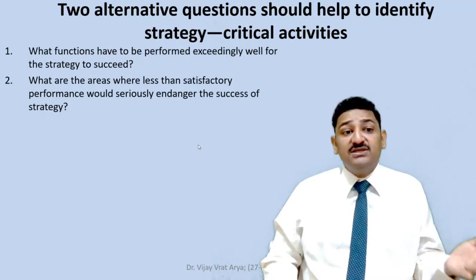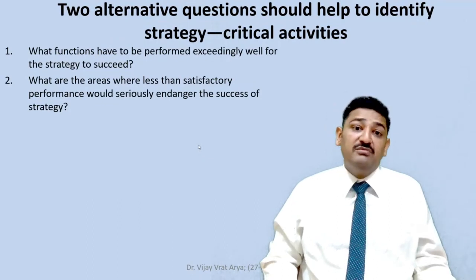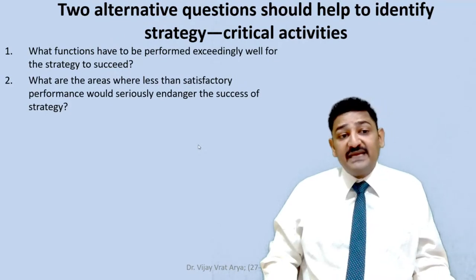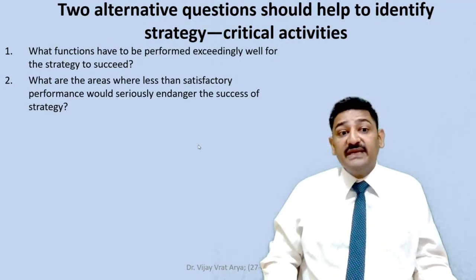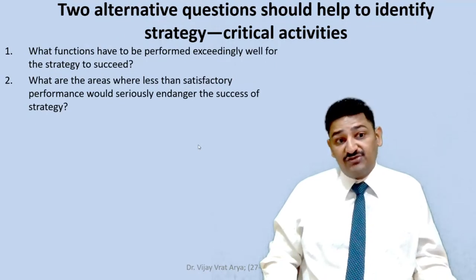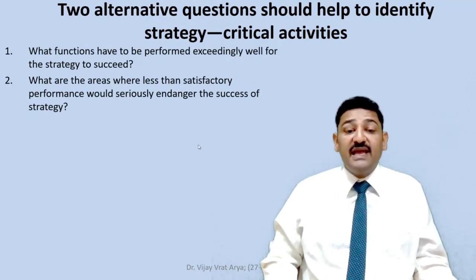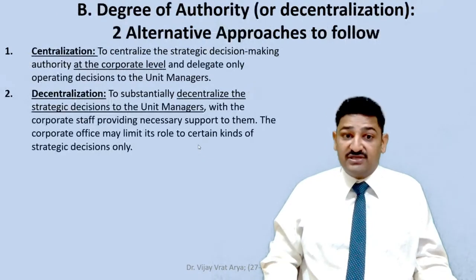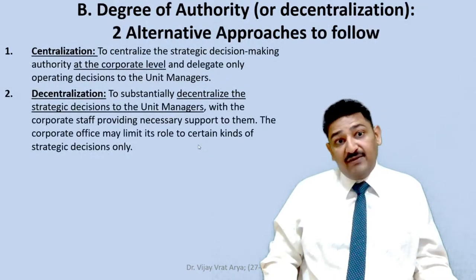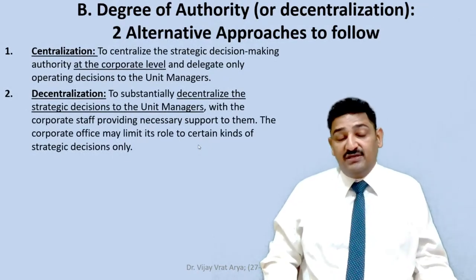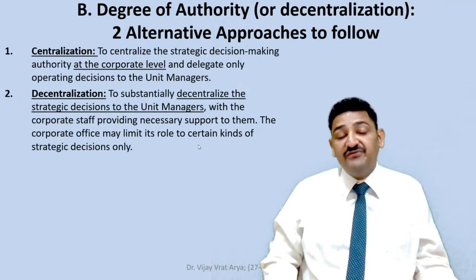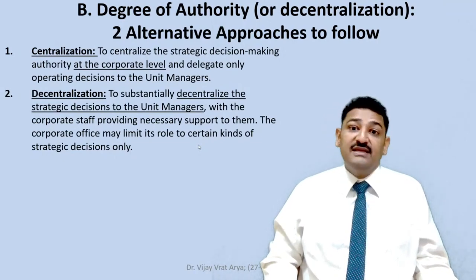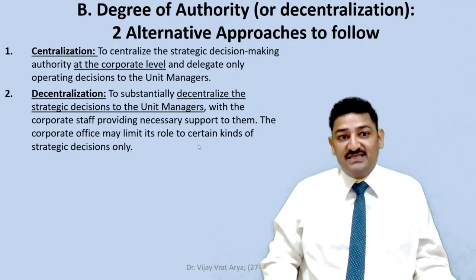First could be, what functions have to be performed exceedingly well for the strategy to succeed. And the second question that needs to be answered is, what are the areas where less than satisfactory performance would seriously endanger the success of the strategy. And from this point of view, the second aspect, other than the strategic critical activities, was the degree of authority, or sometimes we also refer to it as the level of centralization or decentralization.